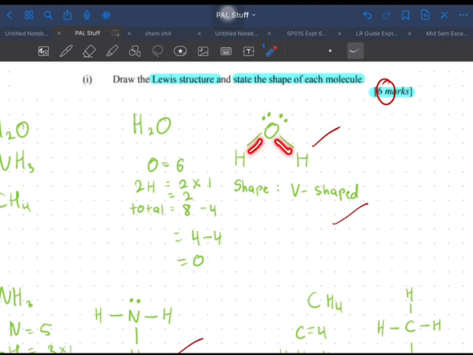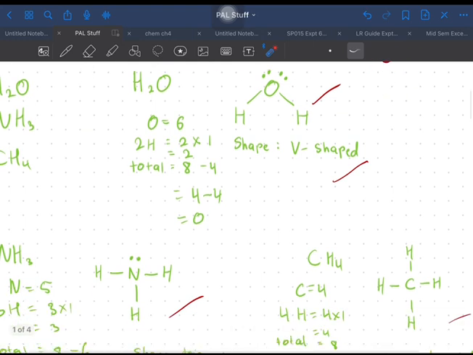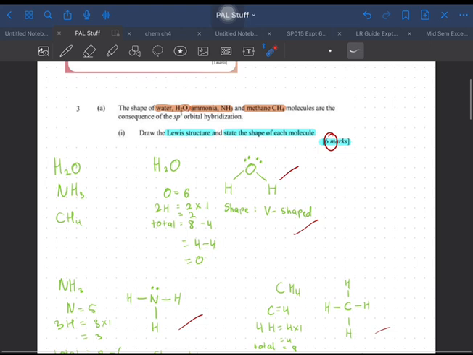Why not make it like this, with 2 hydrogen, double bond? It's because hydrogen can only have 1 electron, not 2. Okay? Hydrogen only has 1 valence electron. And we have drawn the Lewis structure. The Lewis structure is this, and for the shape, the shape is V shape.